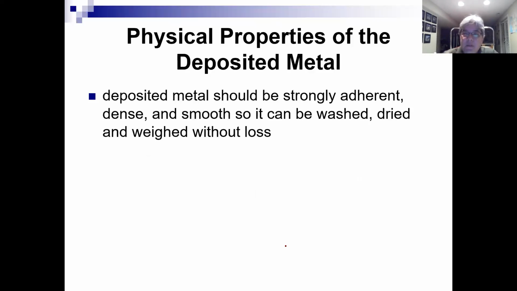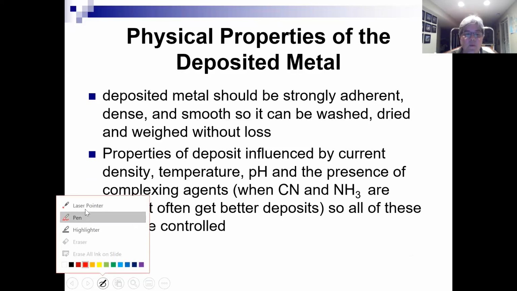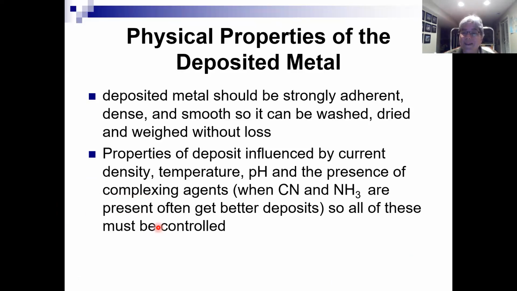So to do this, that metal that you deposit has to stick to the electrode very well, and it needs to form a nice smooth surface that you can wash off and weigh without it falling off. So there's all kinds of different factors that you have to control. You have to control the amount of current and the temperature, the pH, complexing agents. And so there are handbooks that you can look up, what factors, what conditions do I need to deposit this metal that I want to do.